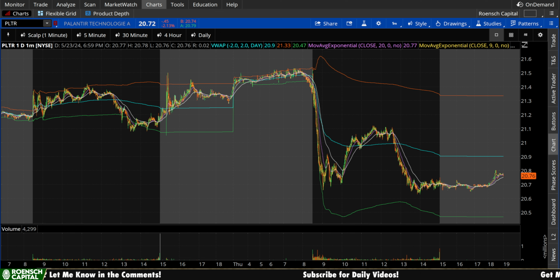Today we're taking a look at Palantir stock, ticker symbol PLTR, on a variety of time frames in anticipation of the next trading day, Friday, May 24th. Palantir stock today is down 45 cents per share, that's minus 2.13% in regular trading hours. Let's try to get the absolute best feel we can for Palantir heading into tomorrow.